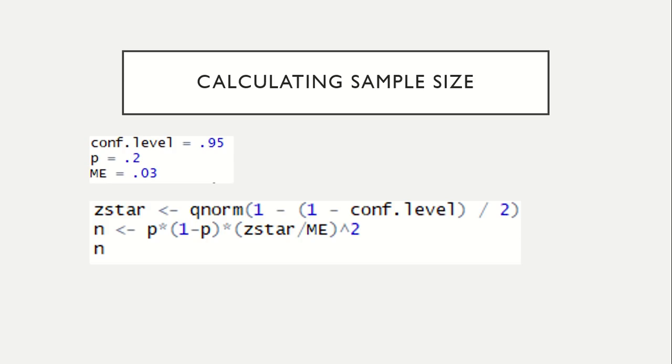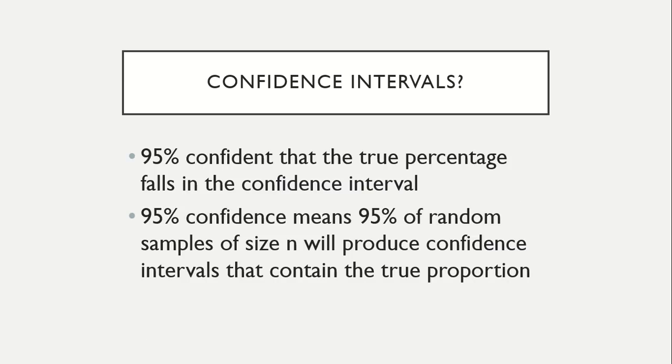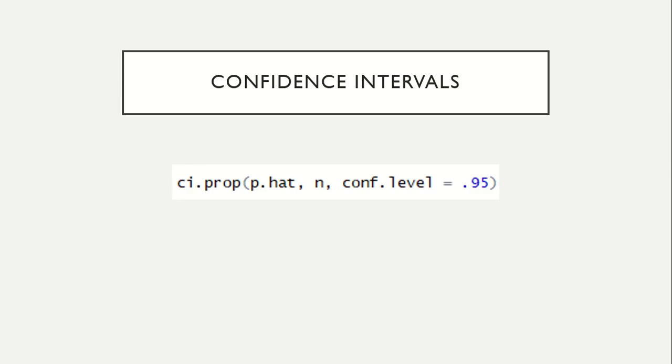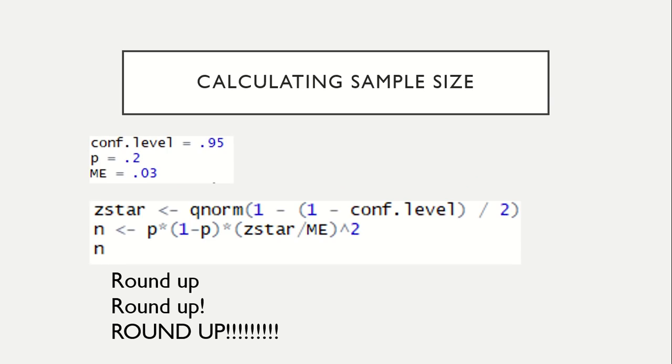But there's something very important to remember. Very, very important. Round up. Seriously, round up. There's no reason to miss the questions because you rounded down. Even if it's 35.1, the necessary sample size is 36. Even if it's 0.01. The reason why is because if you round down, your margin of error is going to be slightly too high, and that really matters.